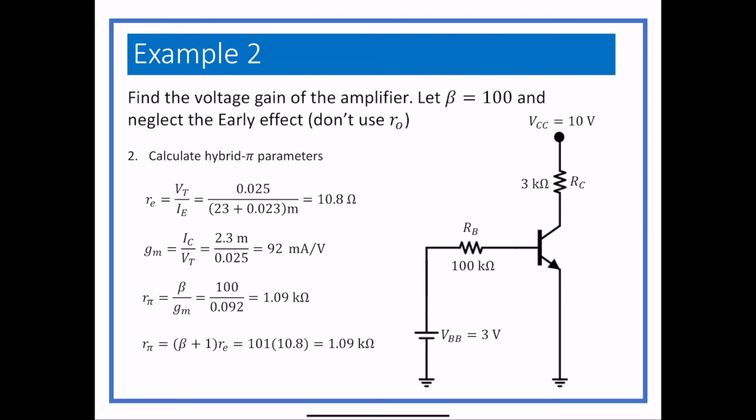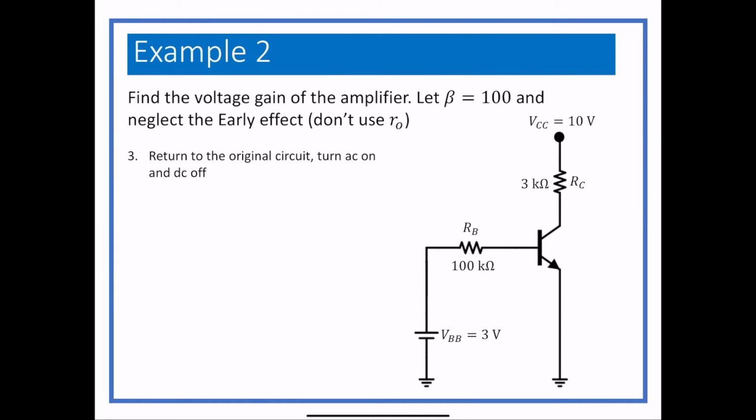But that's one way to check and see if you got the right answer, because there's two different ways to do it, and you should get the same answer both ways. So now that we have the parameters to go into the AC part, we basically go back to the original circuit and turn on the AC and turn the DC off, which means that all of the DC sources look like shorts. The value of VBB goes away, and then VCC turns into a ground because it's shorted. So that point up at the top of RC becomes a ground.